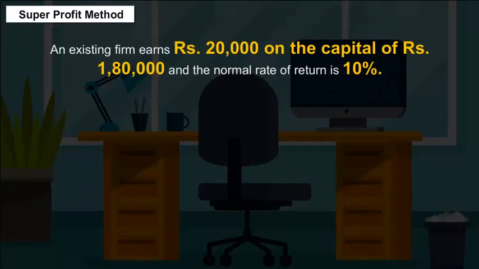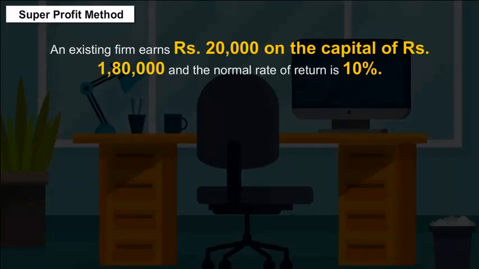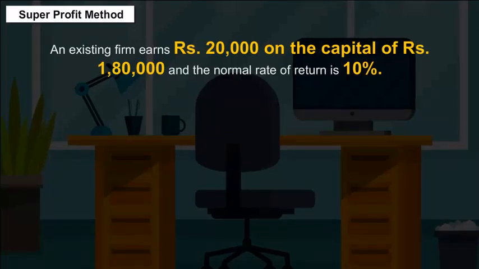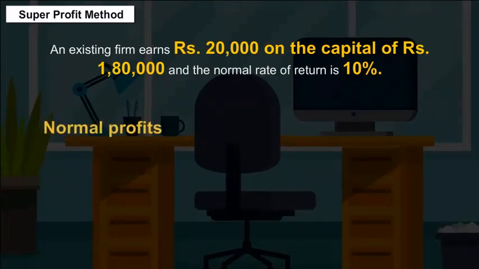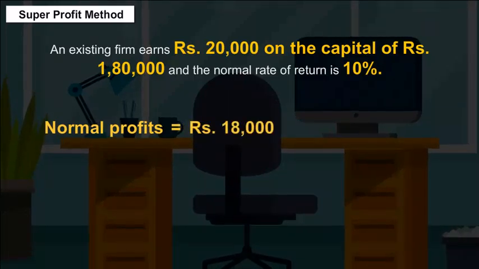For example, an existing firm earns 20,000 rupees on the capital of 1,80,000 rupees and the normal rate of return is 10%. The normal profits will be calculated as 18,000 rupees.